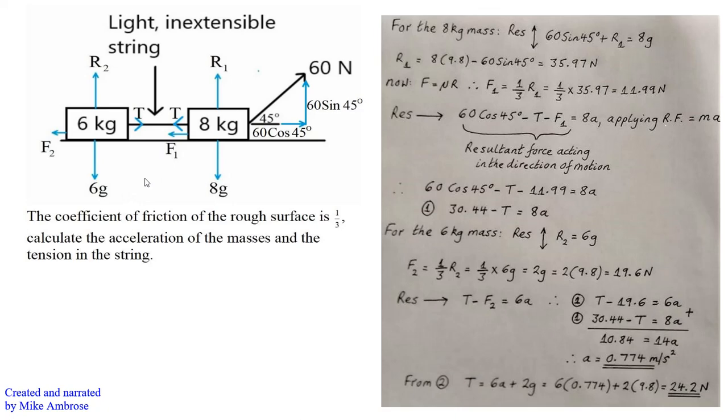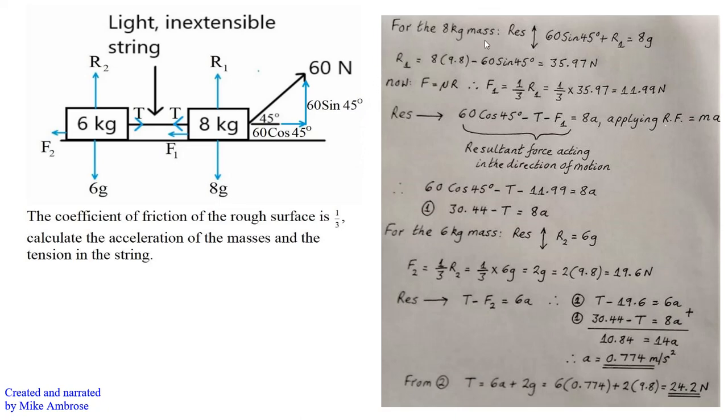Similarly, for the 6 kilogram mass, the weight is acting vertically downwards, which is 6g, and the normal reaction acting vertically upwards is R2. Since the 6 kilogram mass is also moving to the right, the frictional force acting upon it will move to the left and is denoted by F2. Once you have all these forces on the diagram, the solution can now be created. I will now go through the solution with you to show you how you format the solution.